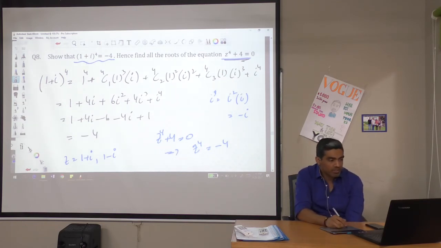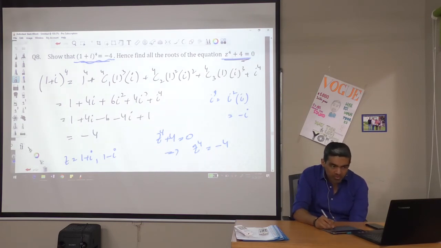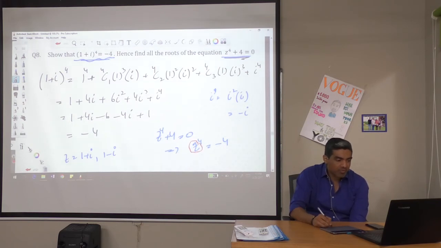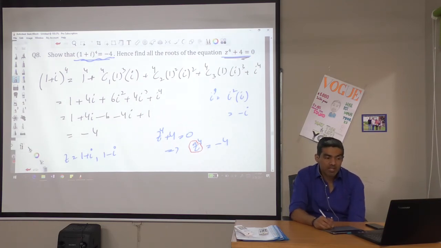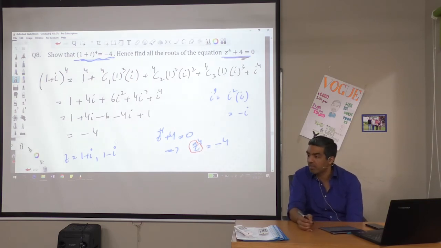This is what we agreed on just now. We proved that (1 + i)^4 is -4. Now here we are trying to solve this. This statement means z^4 is equal to -4. z is the variable whose value I'm trying to find. If z is 1 + i, then (1 + i)^4 does give me -4. That means z's value is 1 + i. And because it's a polynomial with real coefficients, there has to be a conjugate root as well. So the other root has to be 1 - i.